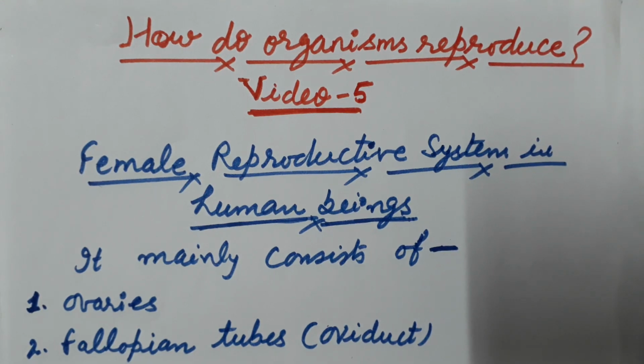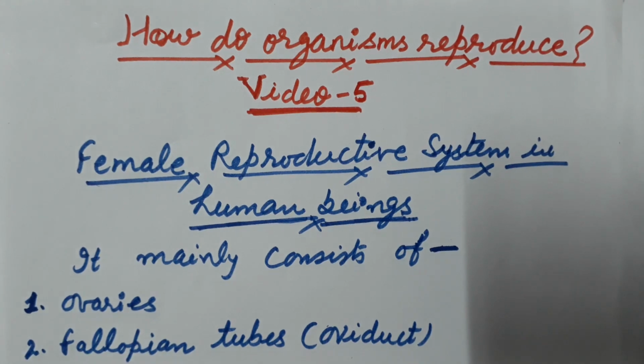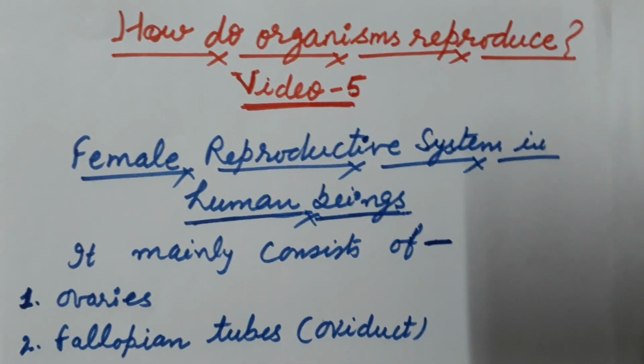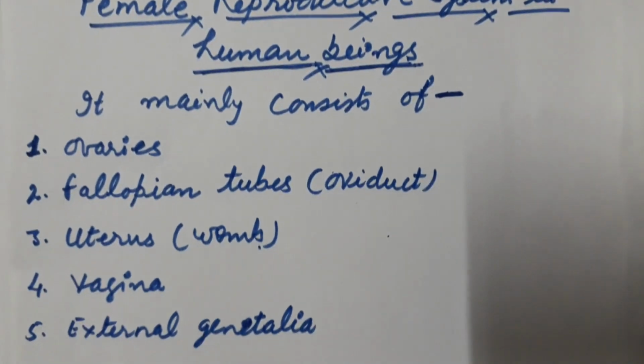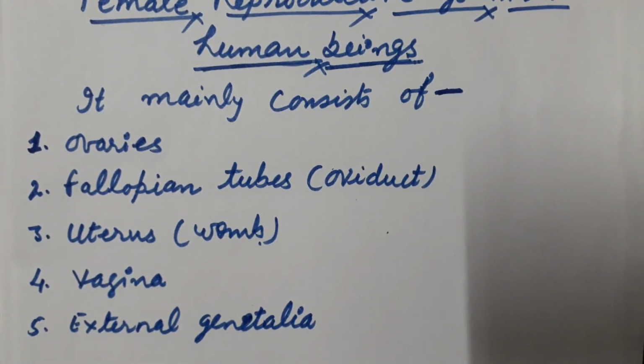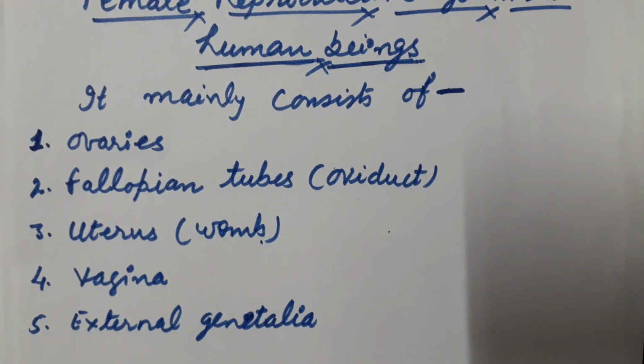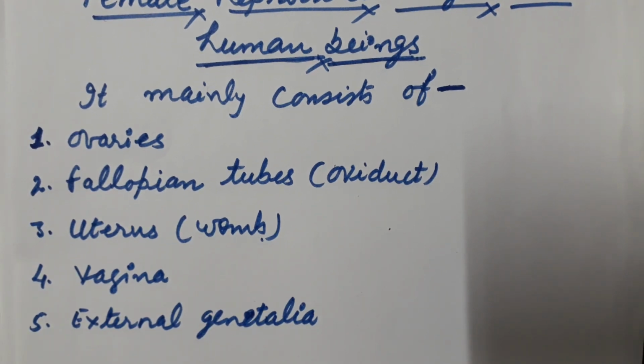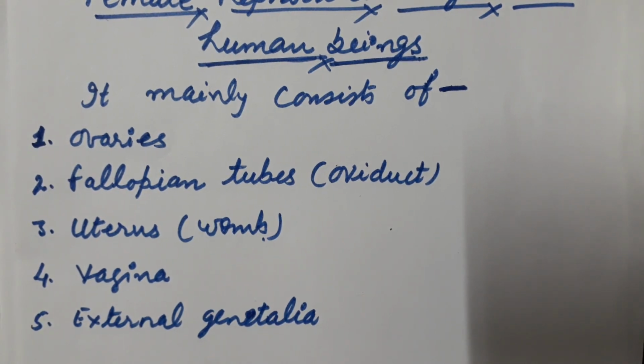In our previous video, we talked about sexual reproduction in human beings and discussed the male reproductive system. In this video, we are going to discuss the female reproductive system in human beings. As it is present in the abdominal cavity, it consists of the following parts: one pair of ovary, one pair of oviduct or fallopian tube, a single uterus, which we also call the womb, the vagina, and the last part, the external genitalia or vulva. So these are the important parts which constitute our female reproductive system.